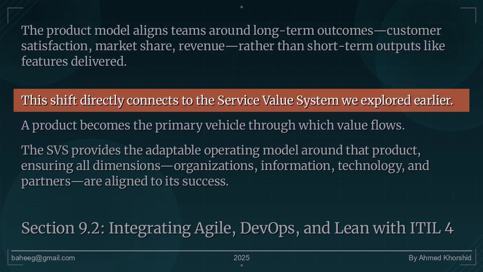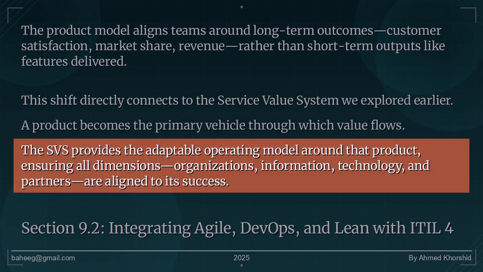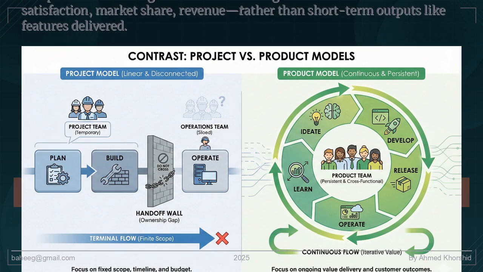This shift directly connects to the service value system we explored earlier. A product becomes the primary vehicle through which value flows. The SVS provides the adaptable operating model around that product, ensuring all dimensions, organizations, information, technology, and partners are aligned to its success. Section 9.2. Integrating Agile, DevOps, and Lean with ITIL 4.